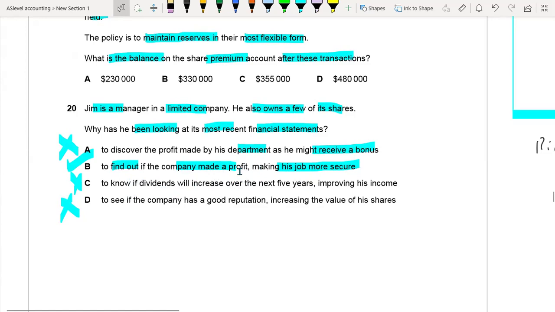Therefore, we can say the best option is B, because he just wants to find out if the company made a profit, making his job more secure. Basically, he is a manager, and he is concerned for his job security and also for his shares. So for both concerns, option B is more appropriate.